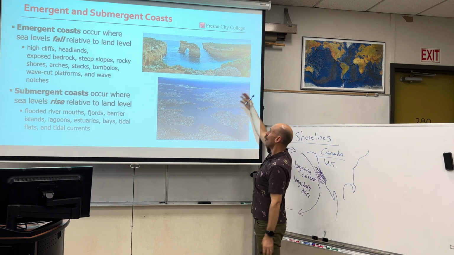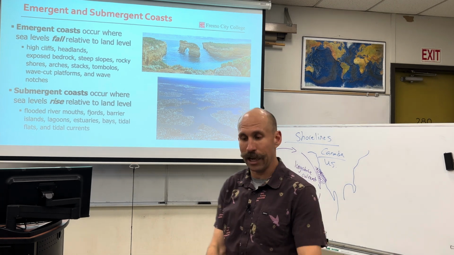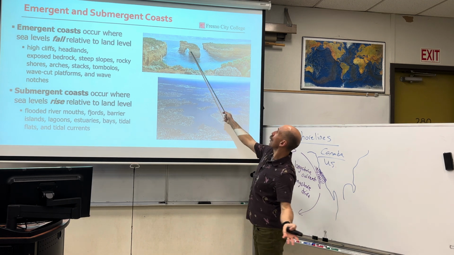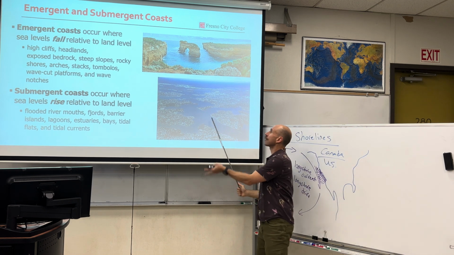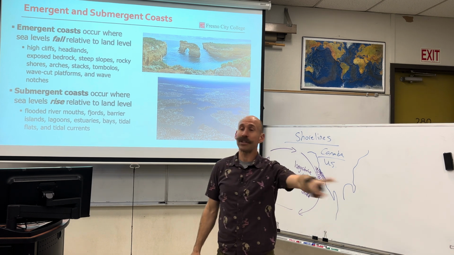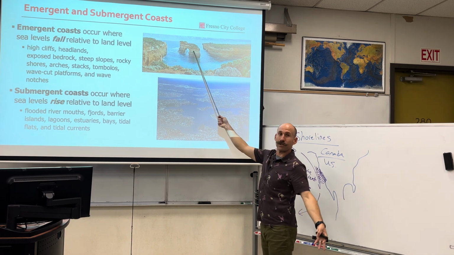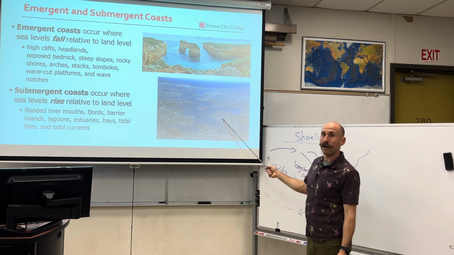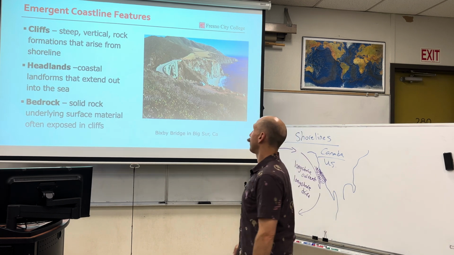Okay, two coastlines. They look very, very different here. On the top, we see an emergent coast. On the bottom, we see a submergent coast. And so you can think of it as the rocks are emerging out of the water in these emergent coasts, and then in submergent, the water is submerging all the features. And this gives us two completely different types of features. Here we have common features on California's west coast. Here we have common features on the eastern seaboard of the United States. So let's get into each of these.